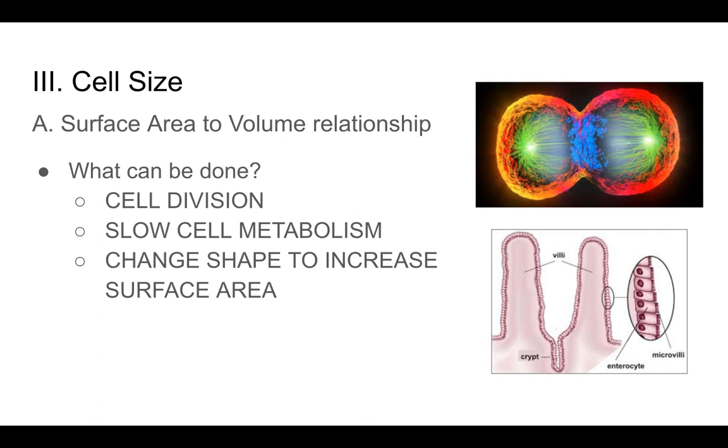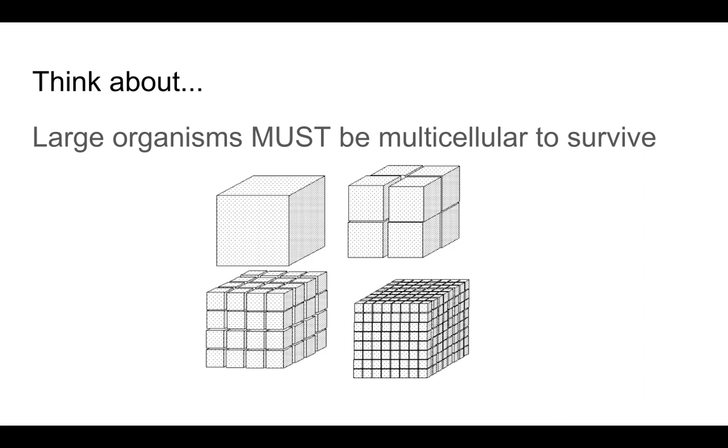We still want to be able to move molecules back and forth across the membrane to keep that cell healthy and living. So increase your surface area. So there's our intestinal epithelium that we discussed a couple of lectures ago.